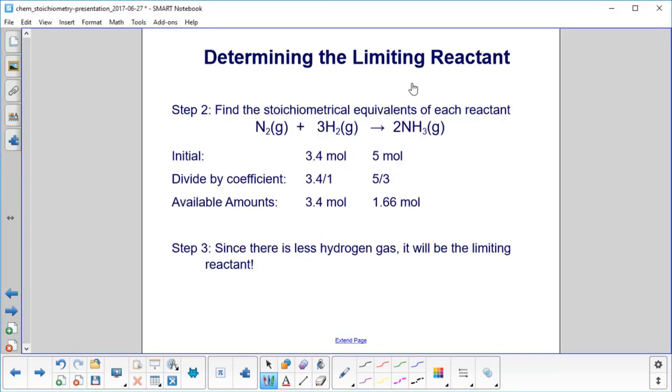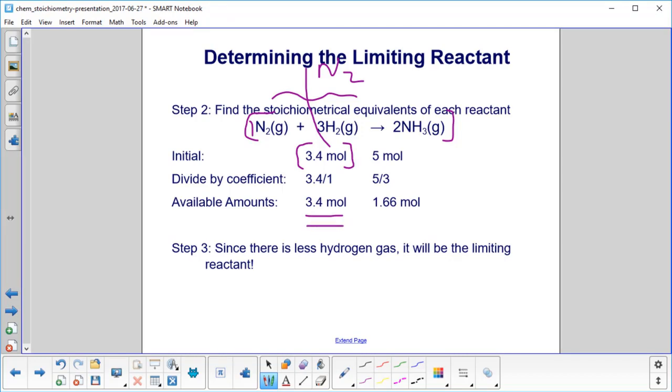Step 2, again, following our process. Find the stoichiometrical equivalence of each reactant. So how do we do that? Here's our balanced chemical equation. We take the moles of each one. This here is nitrogen. So let's label that nitrogen. We found on the previous slide there are 3.4 moles. We divide it by the stoichiometrical coefficient in front of the nitrogen, which is 1. 3.4 divided by 1, 3.4 moles.